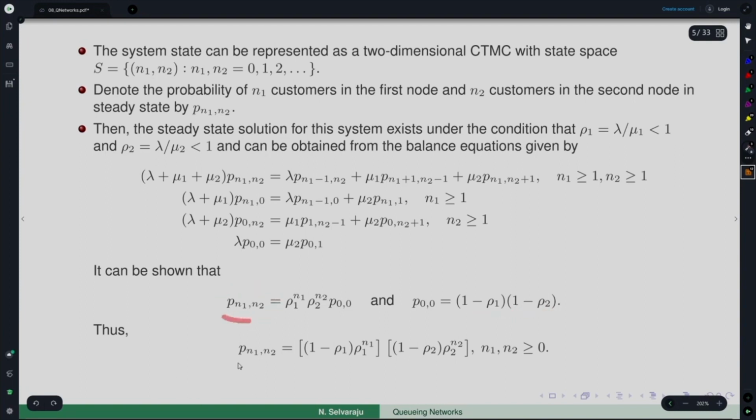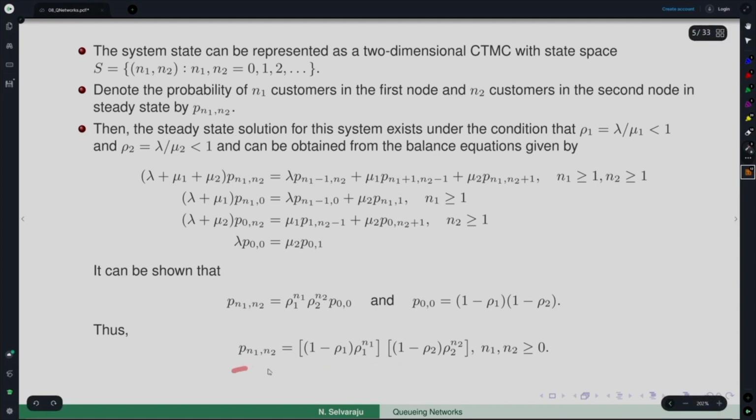Thus, the complete specification of P(n1, n2) is given by this. Now, if you look here, this is a geometric distribution with parameter rho 1, and this is a geometric distribution with parameter rho 2. The first one, as you already know, is the steady state distribution of the number in the system in an M/M/1 queuing system, and this is also a similar thing, which is a nice thing that you see in this expression.